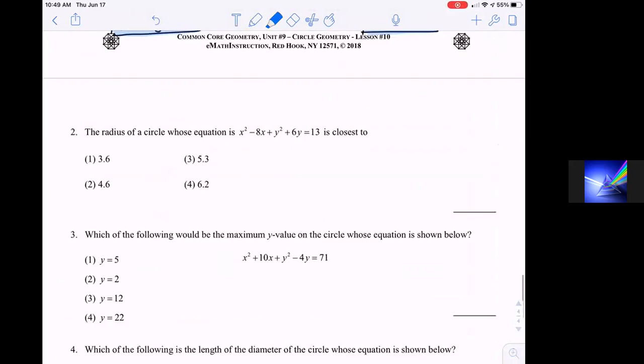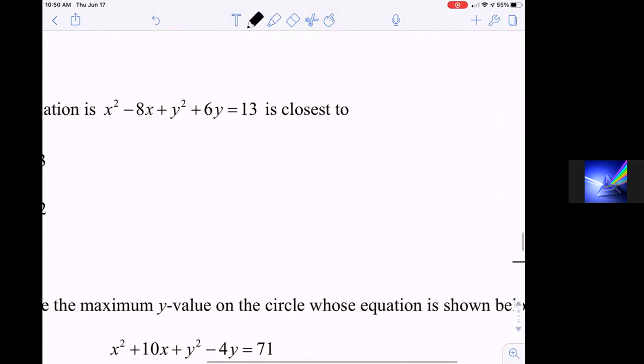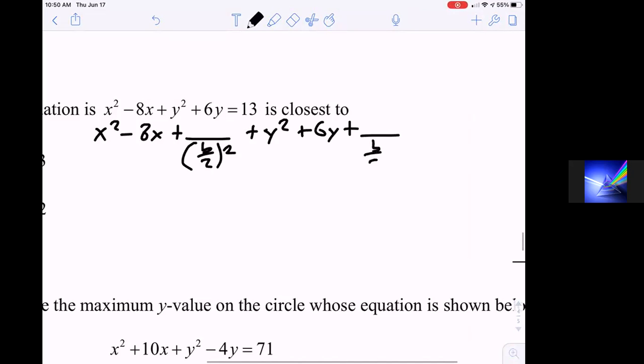Okay, now number 2, we're kind of doing the same thing, but we're going to complete the square to specifically identify the radius. So here we go. x squared minus 8x plus leave some space for (b/2) squared, plus y squared plus 6y plus leave some space for (b/2) squared, equals 13. Your b term, first one is -8. Half of that would be 4 squared. We get 16. Subtract the 16 over here.